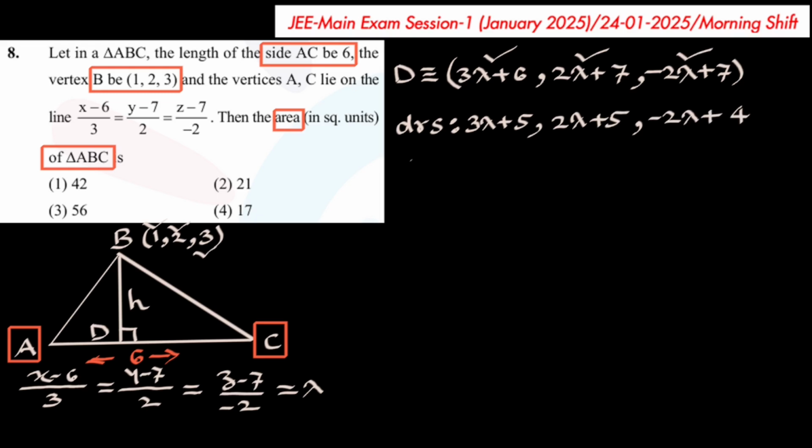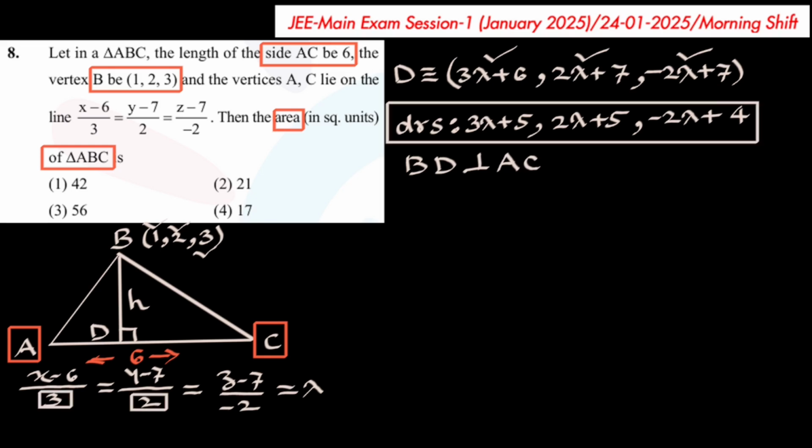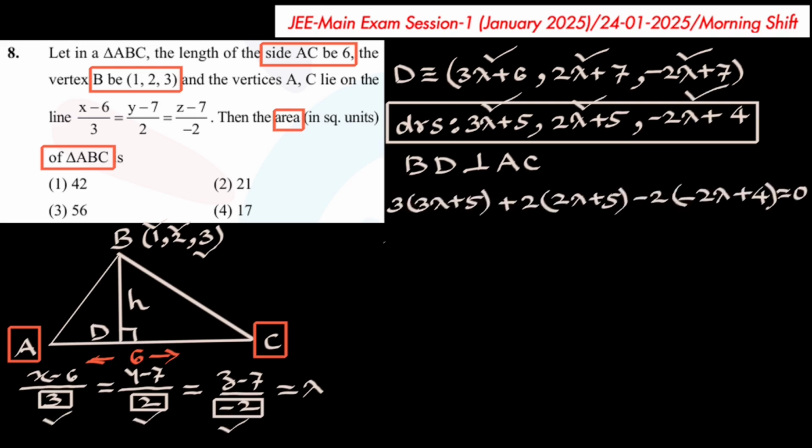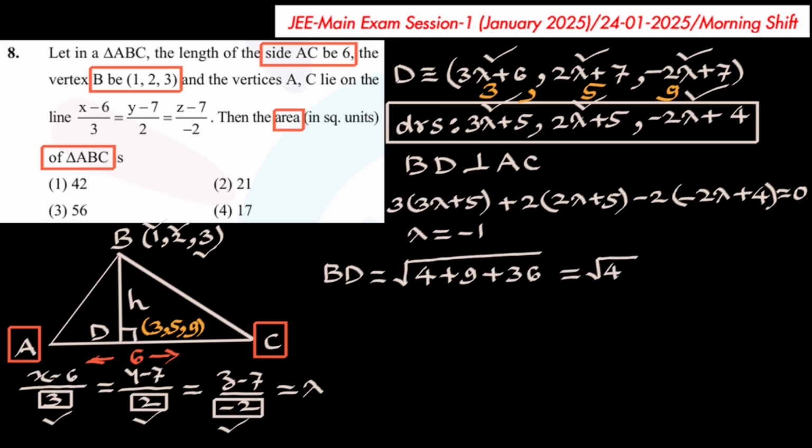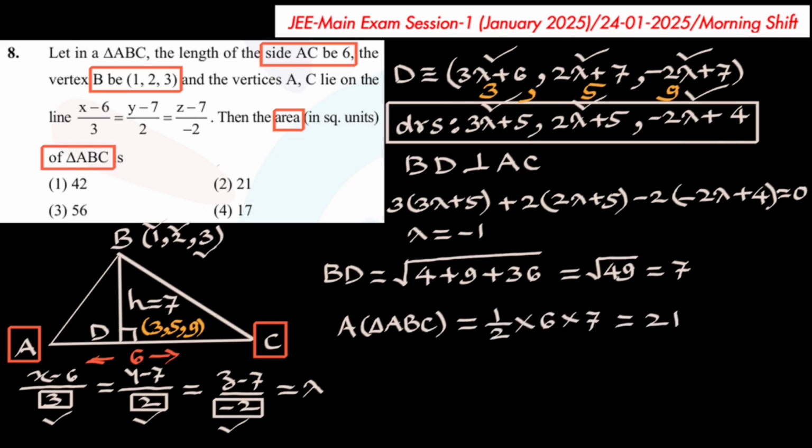Since BD is perpendicular to AC, the product of DRs of BD and DRs of AC, 3, 2 and minus 2, is 0. Solving this we get lambda equals minus 1. Now we write the coordinates of point D as 3, 5, 9. By the distance formula, length BD will be square root of 49, that is 7. Now the area of triangle ABC is half base into height, 21. Hence the correct answer option is 2, 21.